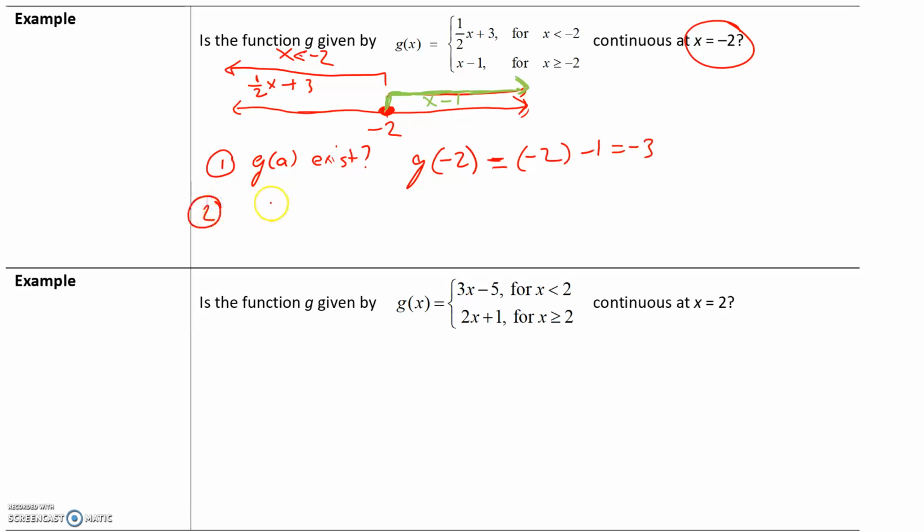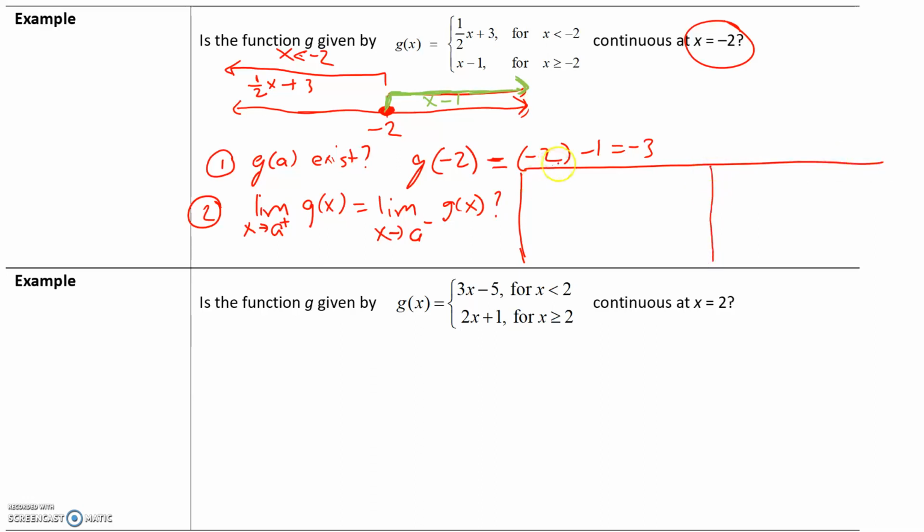Secondly, let's check, is the limit as x approaches a from the right of g of x equal to the limit as x approaches a from the left of g of x? Is that true? So let's calculate both of these things. I'm going to make a little rectangle here, and on the left of the rectangle, I'm going to calculate the limit. My a value is -2, so my limit as x approaches -2 of g of x. Now, which function do I use? That's the key value here.